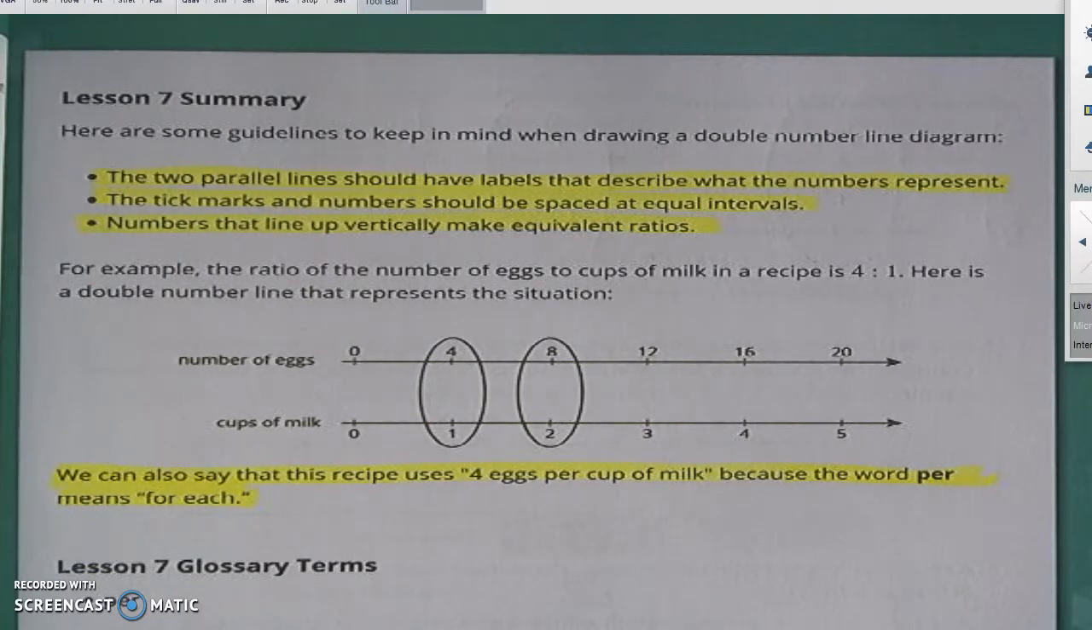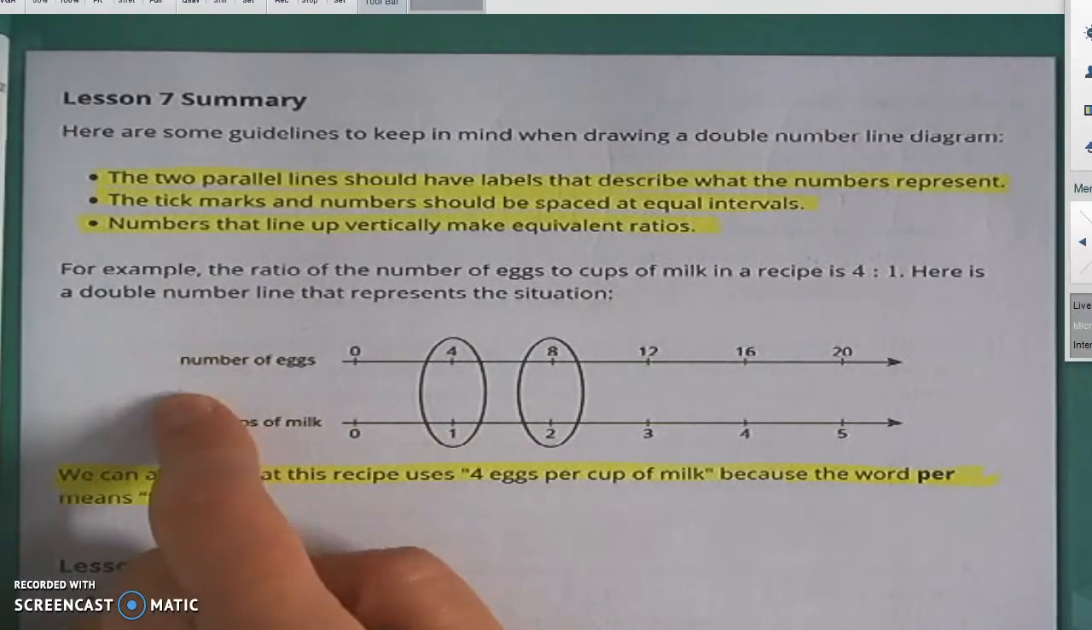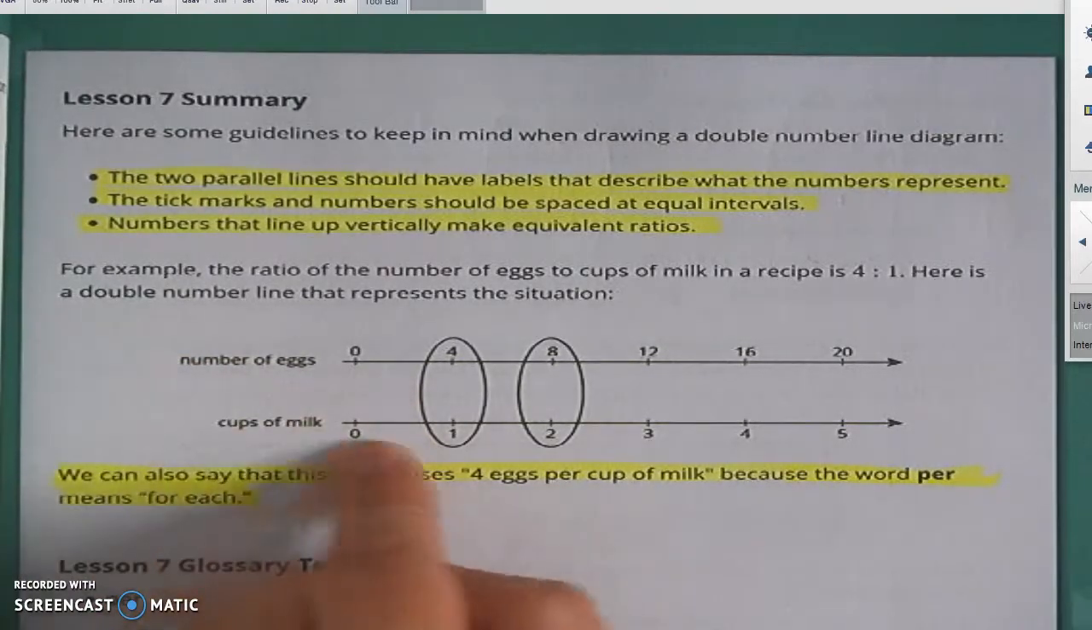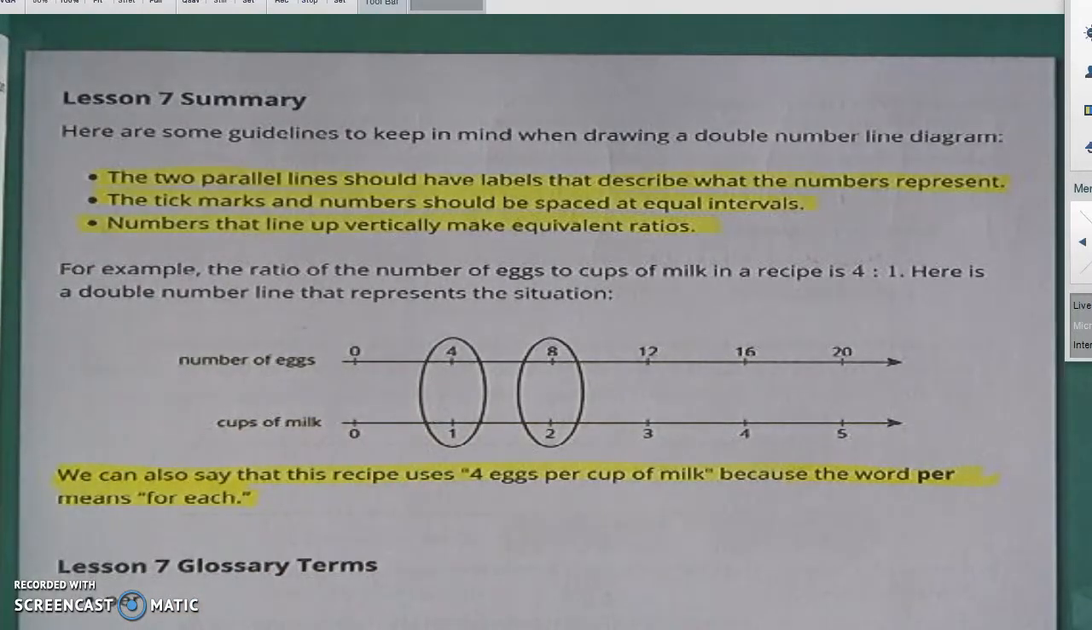Oh, you're almost done. Okay, so Lesson 7 summary, you're going to need a highlighter. This is on page 43. Here are some guidelines to keep in mind when drawing a double number line diagram. The two parallel lines should have labels that describe what the numbers represent, so we don't want just two random lines without any information, like number of eggs and cups of milk. The tick marks and numbers should be spaced at equal intervals, and numbers that line up vertically make equivalent ratios.